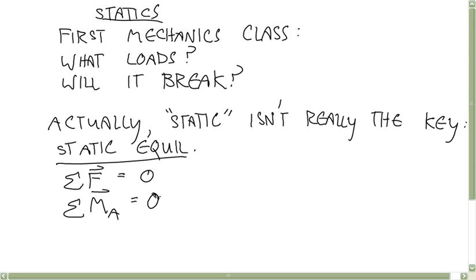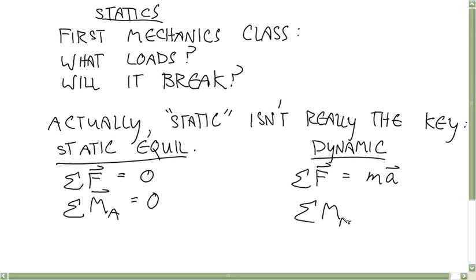So how different would it be if you have an object that's moving? Say you have dynamic conditions. Then you just have this. You just have to calculate that acceleration, A, and that angular acceleration, alpha.